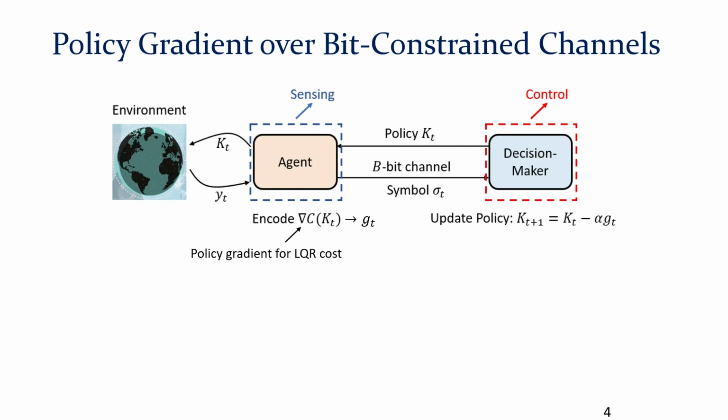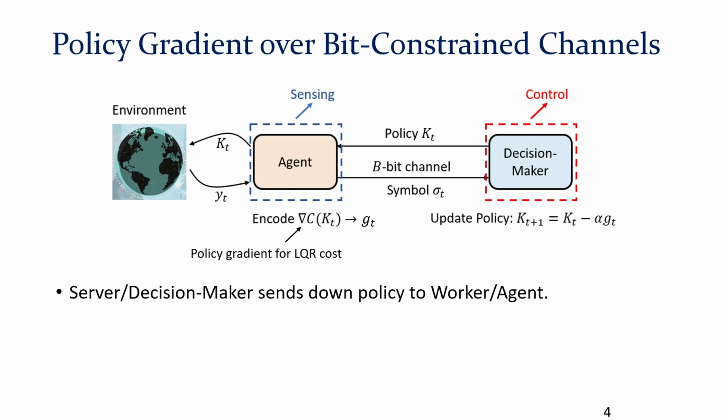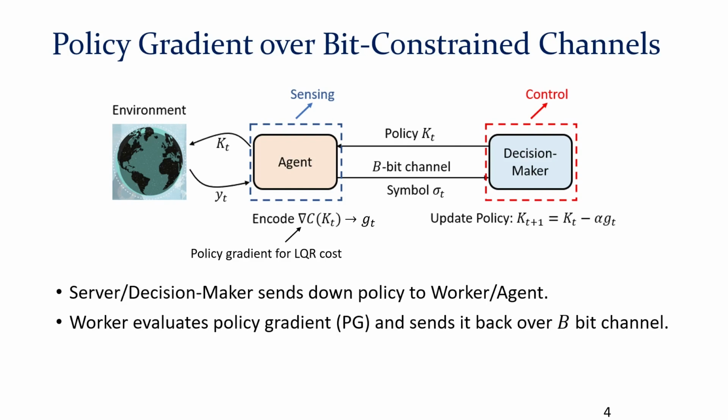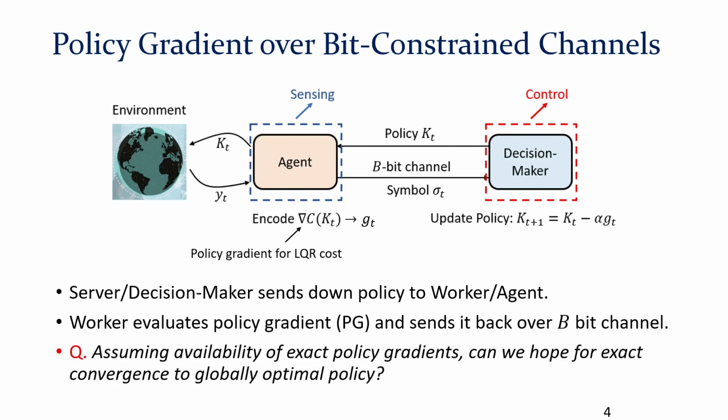So it needs to encode this policy gradient, send it over, and the decision maker is going to use this quantized policy gradient to update the policy. Okay, so that's the setting that I just described. And the key thing to note here is that this channel is essentially distorting the LQR policy gradient. And the question is, despite these distortions, can we still hope for exact convergence to the globally optimal policy? Okay, so this is the question that we want to understand.